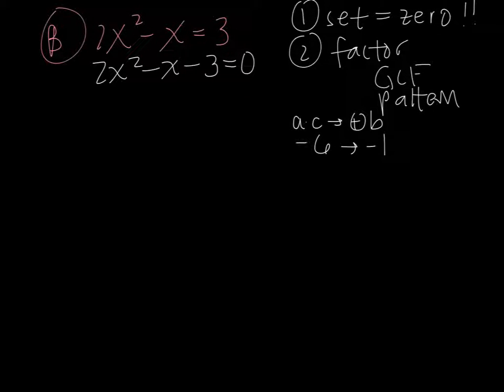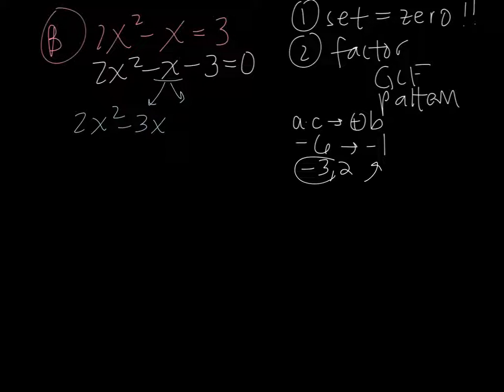It's not going to be 6 and 1. It's going to be a combination of a 3 and a 2. And I see it's going to be -3 and +2. The -3 is bigger because it adds up to a negative number. So then I just take the middle term and I split it in 2. Again, order doesn't matter. Plus 2x minus 3 equals 0.